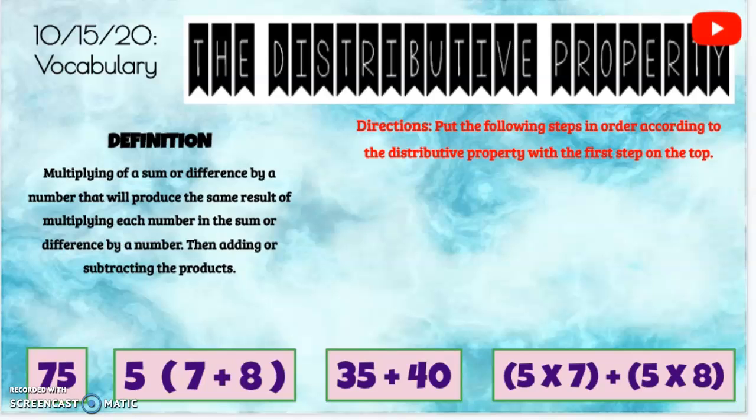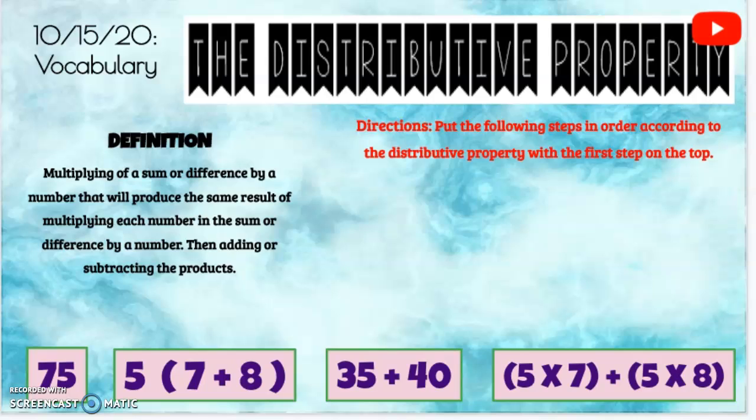October 15th, 2020, vocabulary. So, the distributive property. The definition is the multiplying of a sum or a difference by a number that will produce the same result of when you multiply each number in that sum or difference by a number. Then you add or subtract the products.